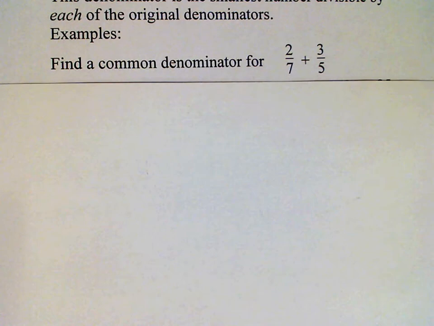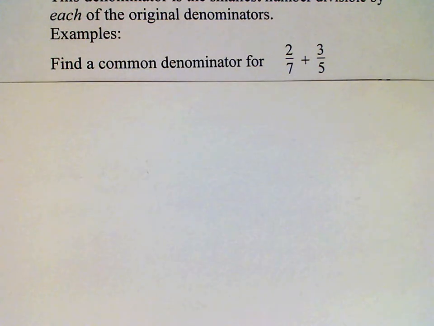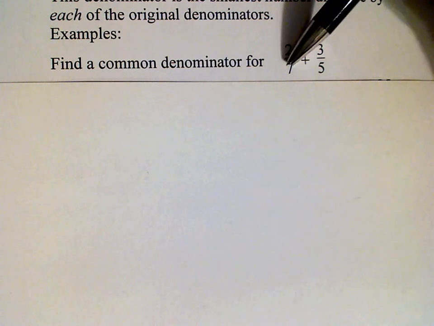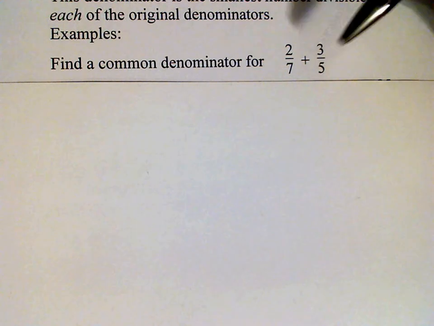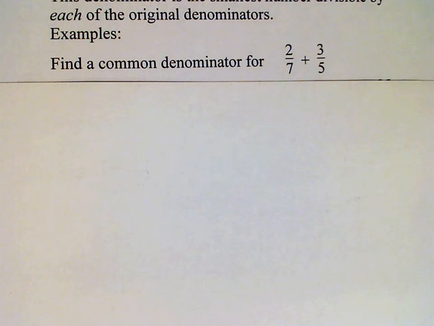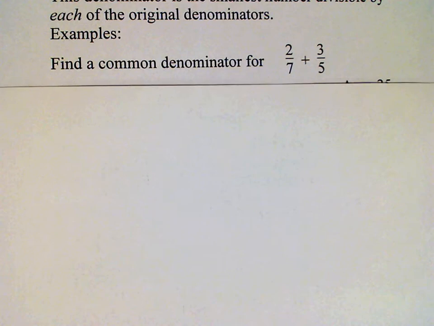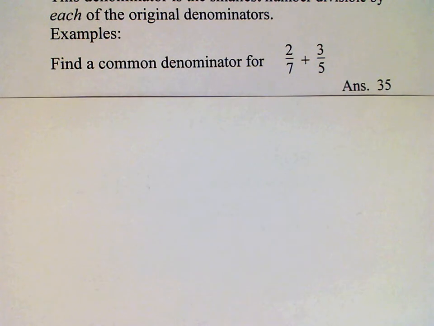Okay, so for example, if we want to add 2/7 plus 3/5, these fractions have different denominators. This one's 7, this one 5. And so we cannot add them as they stand. We must find a common denominator. Well, the smallest number that both of these denominators divide is actually their product, 35. And so 35 is the denominator that we will want to use.